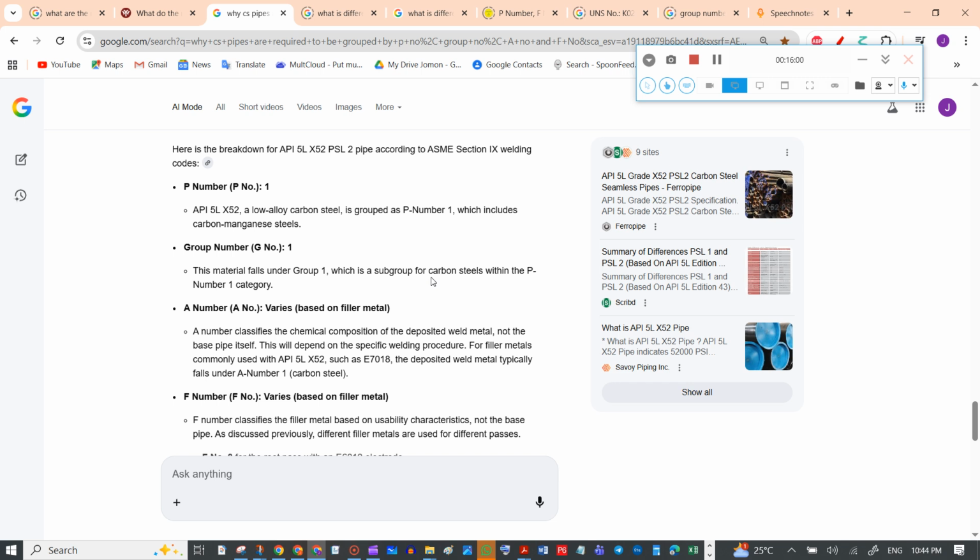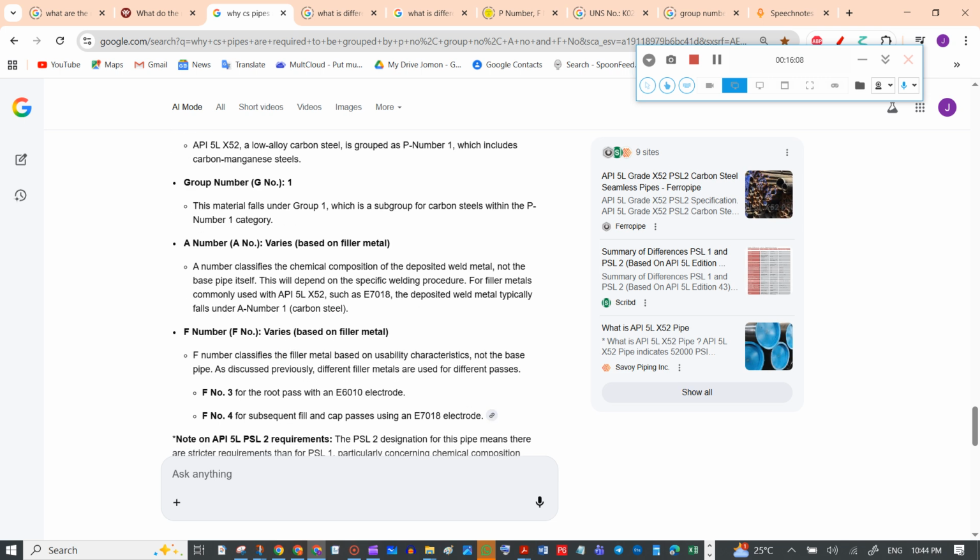It is a subgroup of carbon within the P number category, and whenever we require impact testing, that we already discussed. Then A number classifies the chemical composition of the deposited weld material, not the base pipe itself. It will depend upon the specific welding procedure. For filler materials commonly used with API 5L X52 such as E70, the deposited material typically falls under the A1 category, that is carbon 0.2% starting.